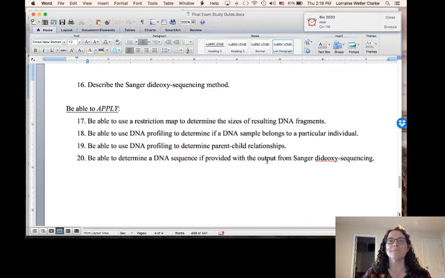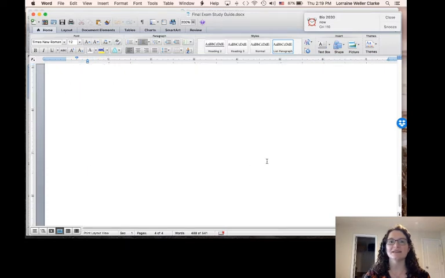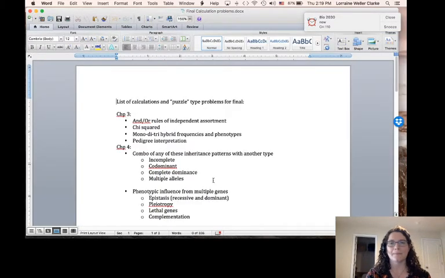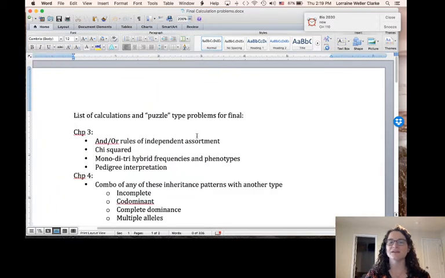Okay, that is it for the final study guide, but the big thing I wanted to go through today was this calculation list. I know I just posted it, which is why I want to go through it. This gives you an idea, and I'm going to zoom in just a little bit, of what kind of puzzles or calculations you have to work through for the different chapters.